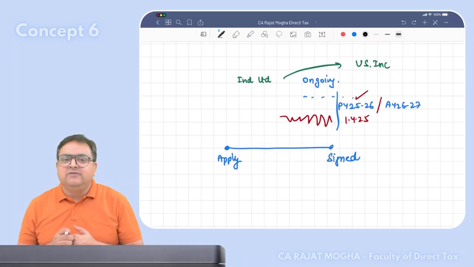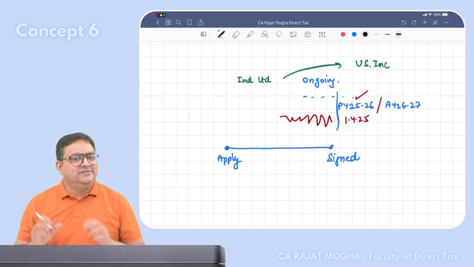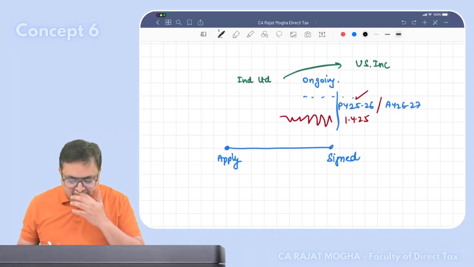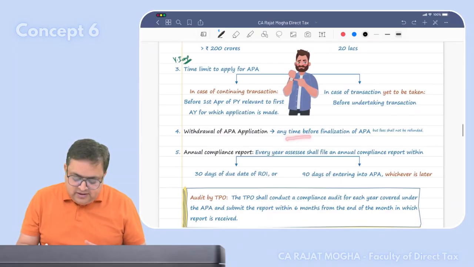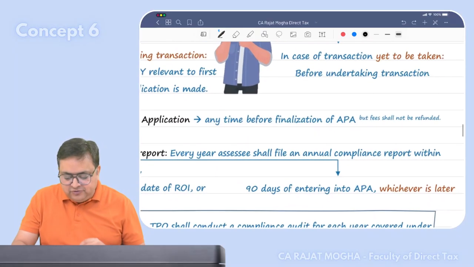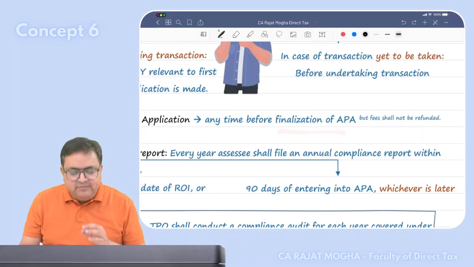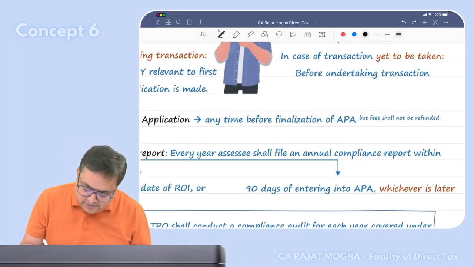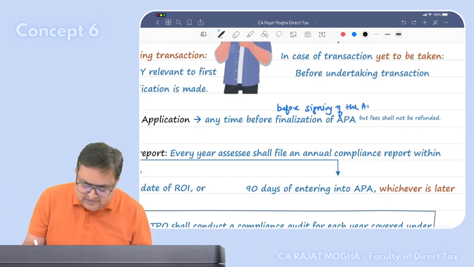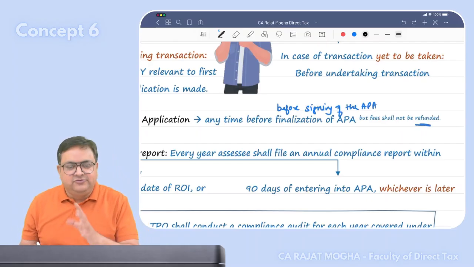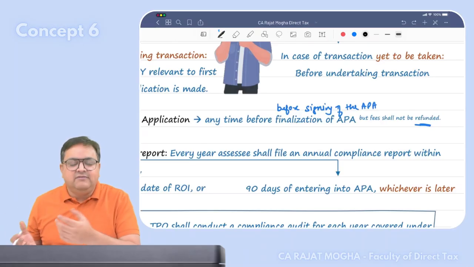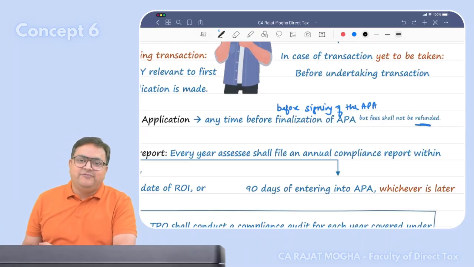Sir, what about the fees? Will I get the refund? No, sorry, you will not get the fees refund. So you can withdraw before finalization of the APA. Understood? You can write before signing of the APA; it's the same thing, either finalization or signing. Doesn't matter. But obviously the fees will not be refunded, because they have worked on it. Why would they refund the fees to you? Right? The fees will not be refunded. Got it?